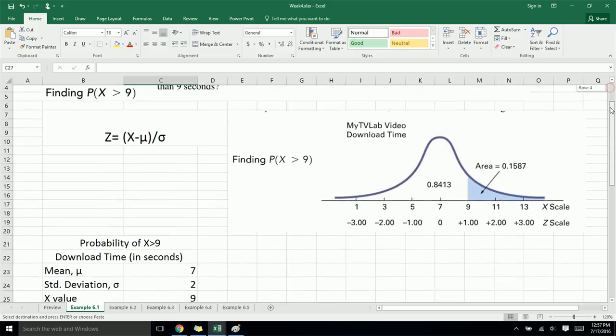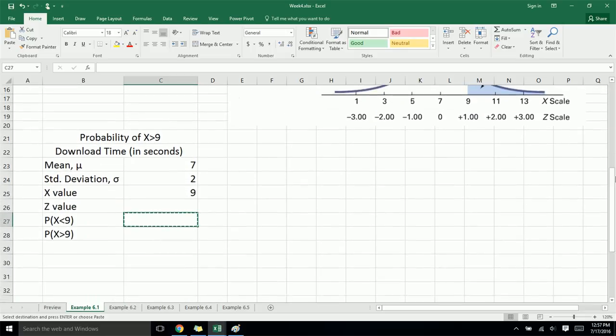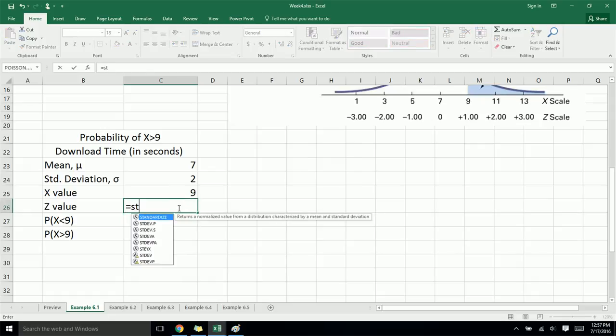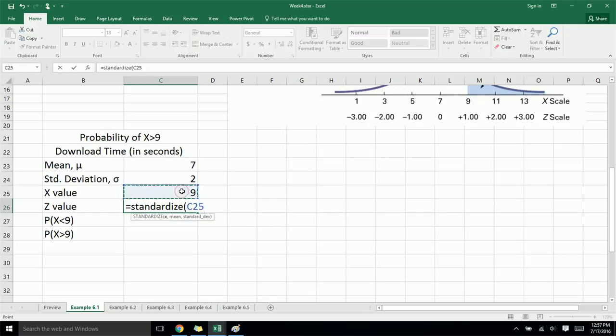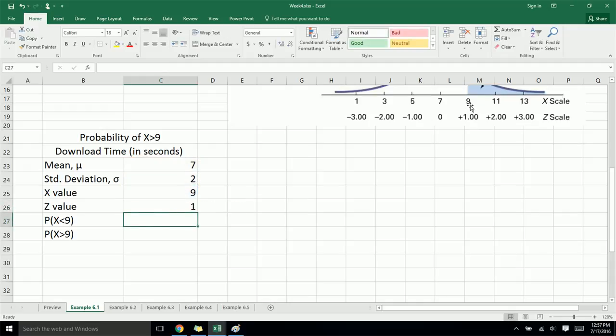We need to find the area under the curve. We already have our mean and standard deviation and our x value, 9, here. First we need to find the z value. For that you write equal sign, STANDARDIZE, parenthesis, you select your x, comma, select the mean, comma, and then the standard deviation, close parenthesis, and enter. So the z value is 1 for 9 seconds download time.